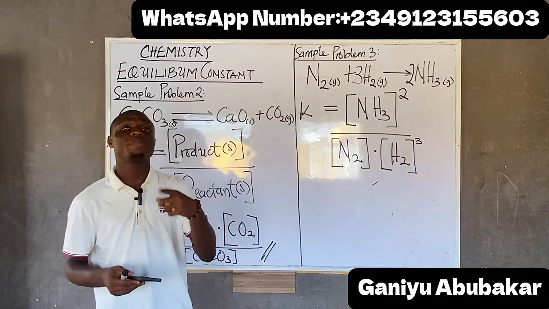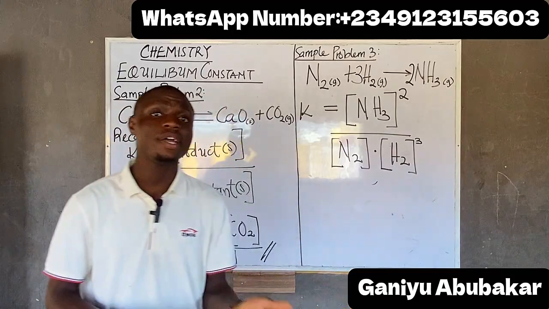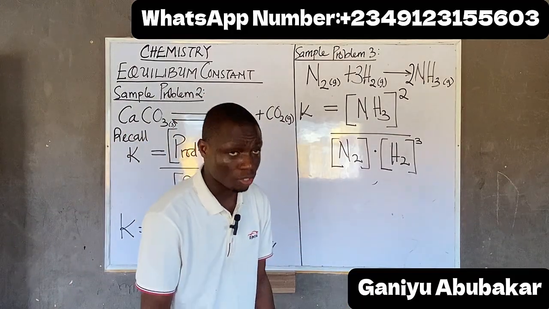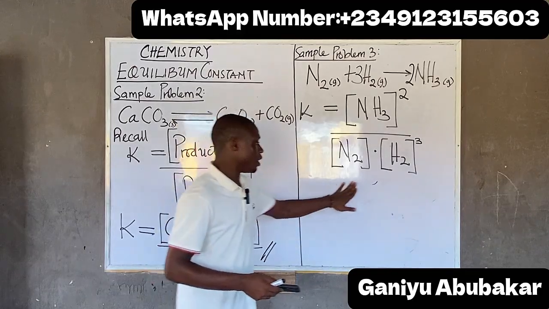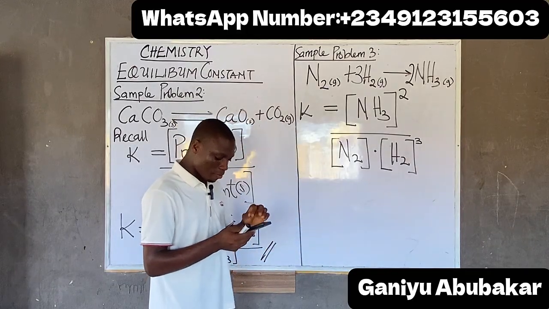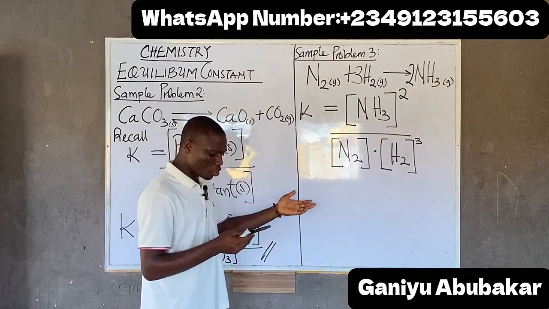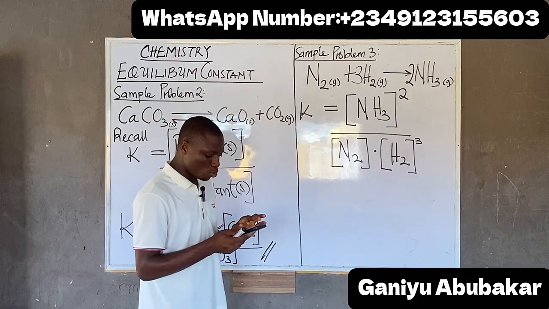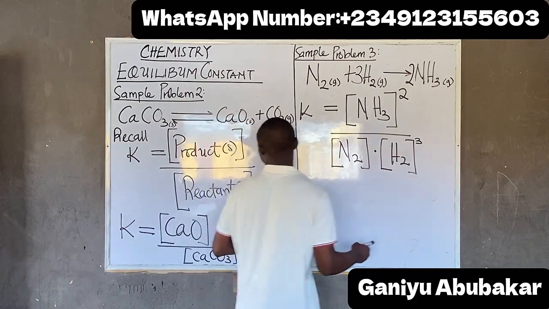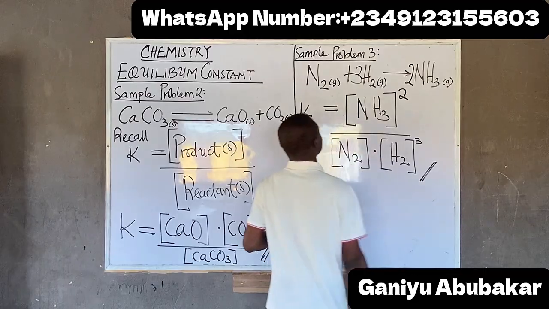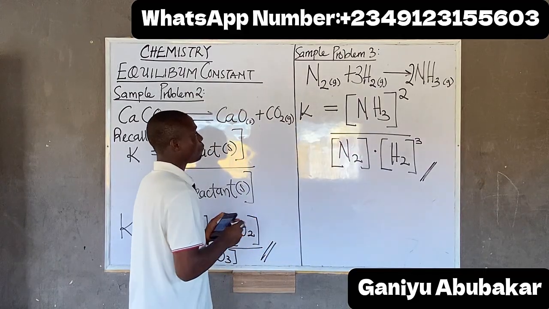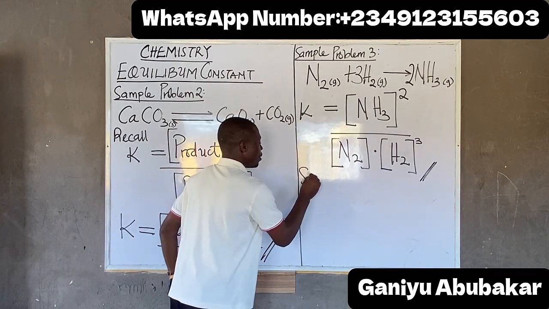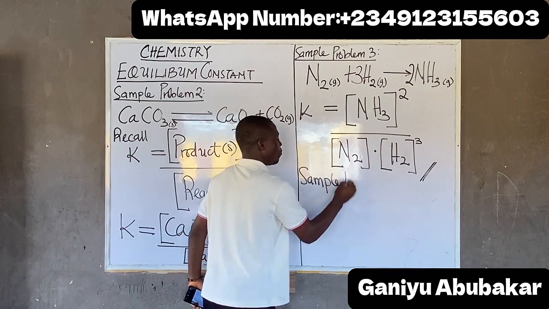Because I said we represent a chemical reaction using what there? A chemical equation. So whichever one you want to call it there, that's it, fine. So this is what you have at this junction. So it becomes your answer to this particular question. Let's do number 4. All right, sample problem 4.